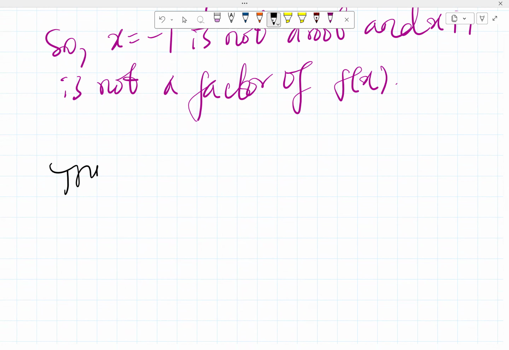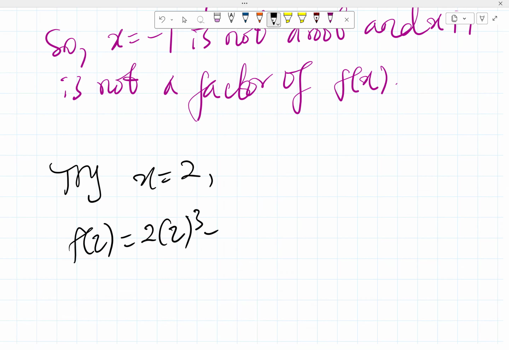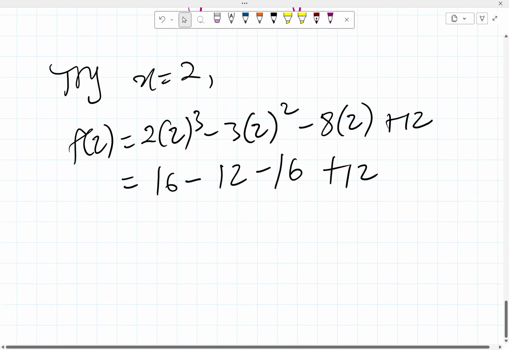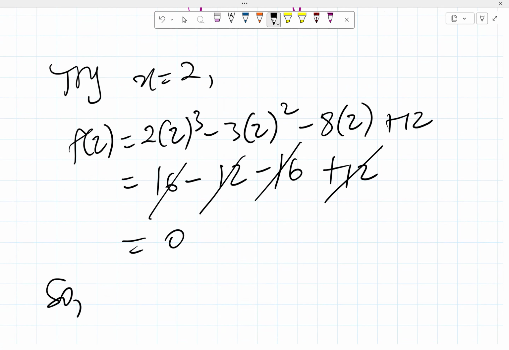We try x equals 2 now. That means f of 2 is 2 into 2 raised to power 3, minus 3 into 2 raised to power 2, minus 8 into 2, plus 12. So 2 cubed is 8, times 2, that's 16. 2 squared is 4, times 3, 12, minus 16 again, plus 12. Okay, this is looking great. 16 cancels minus 16, minus 12 cancels plus 12. So this is 0. Finally, we got something.